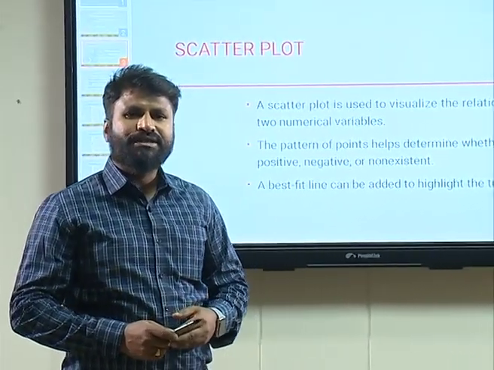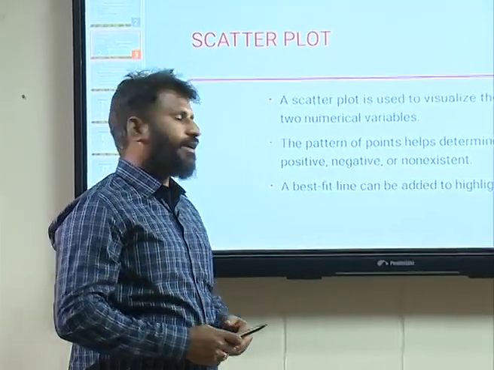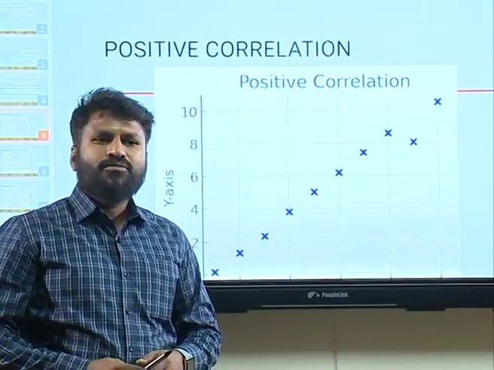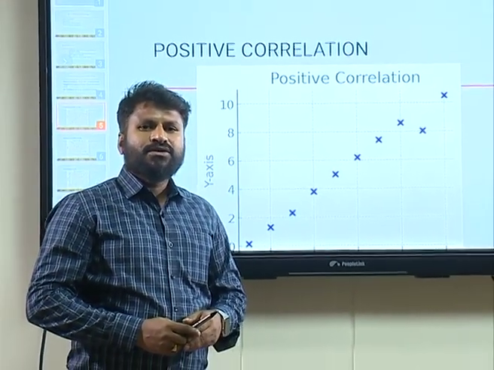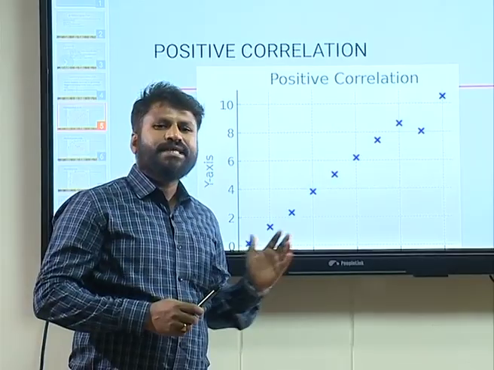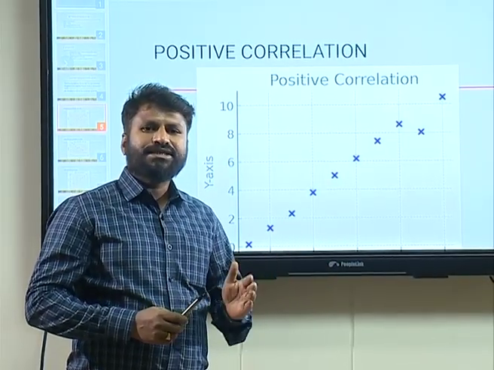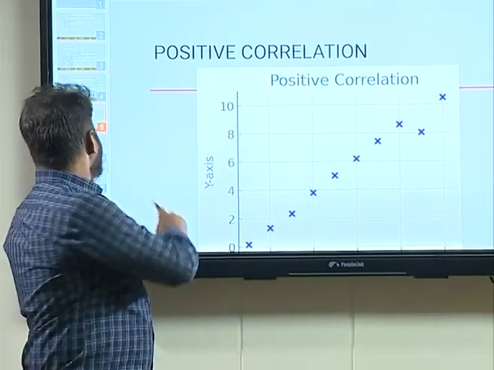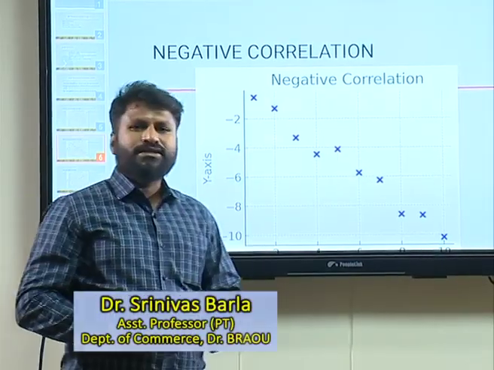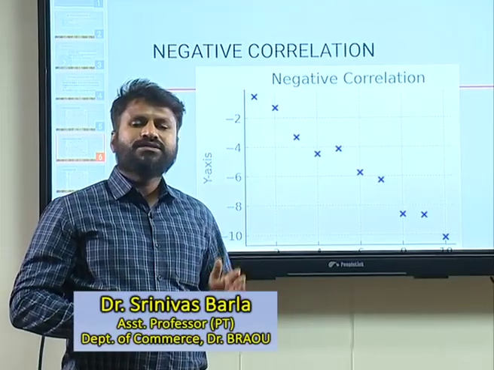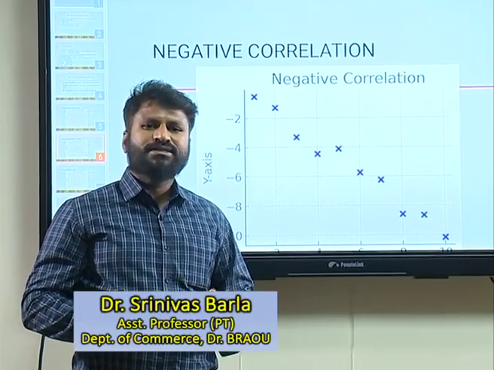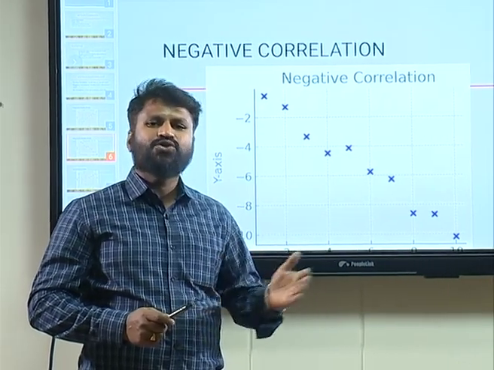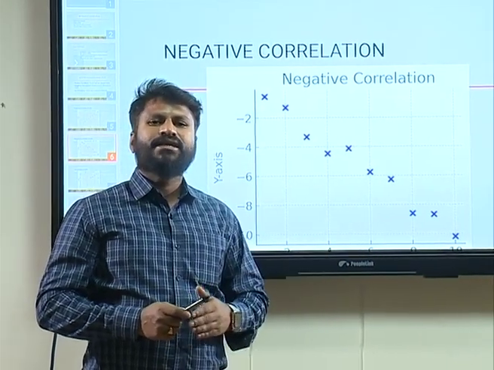I will show the image of the positive correlation scatter diagram. See, this image talks about the positive correlation. Both the variables are moving in the same direction, and that relationship we show in the scatter diagram. Second one is the negative correlation. Here one variable has an upward trend and the second variable has a downward trend. Here we observe opposite directions between the two variables, so that is called a negative correlation.